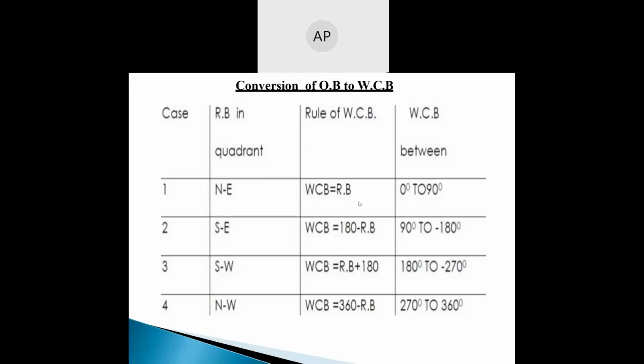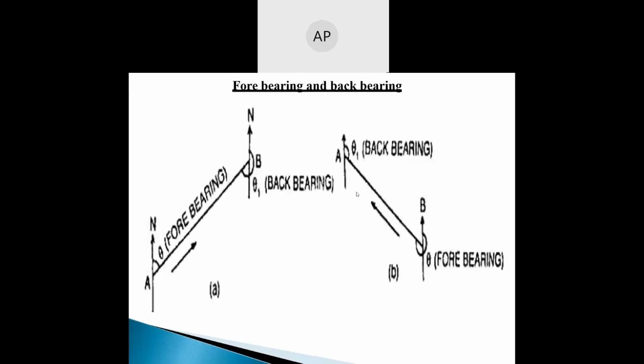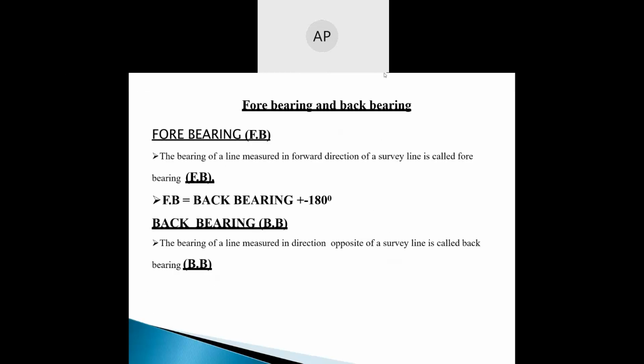Next, forebearing and back bearing. Two important points. While taking the observations, we use two different terms. One is forebearing and the next is back bearing. So what is forebearing? The bearing of a line measured in the forward direction, this way. The forward direction of a survey line.